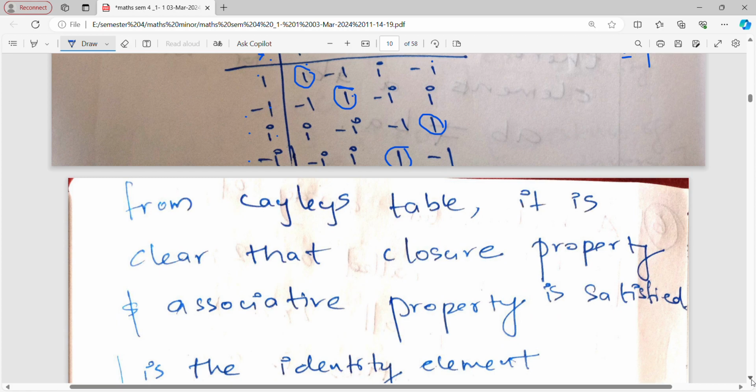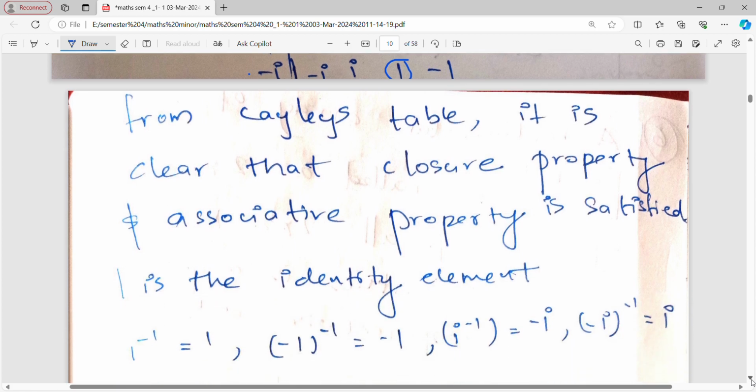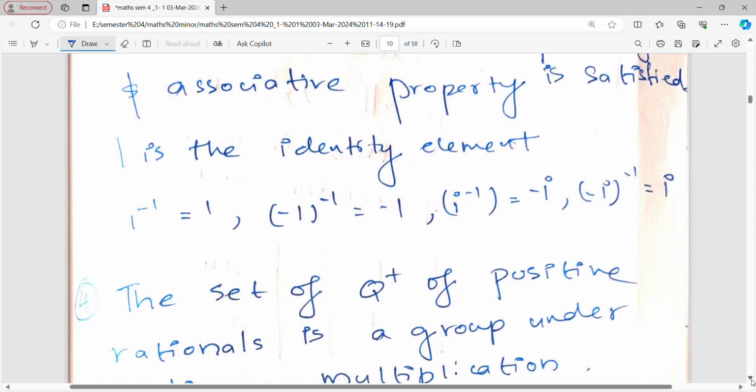As we say, if B is the inverse of A, then A is the inverse of B. So from the Cayley table, it is clear that closure property and associative property are satisfied. 1 is the identity element and these are the inverses.